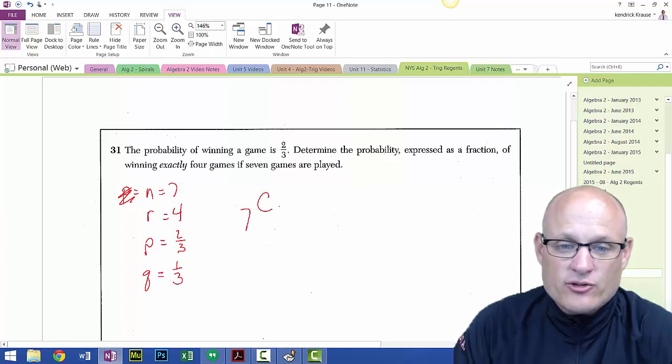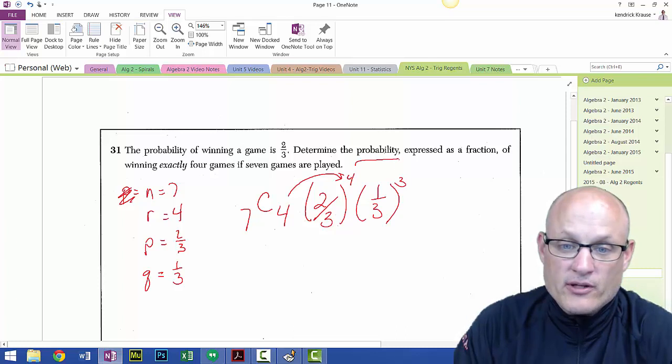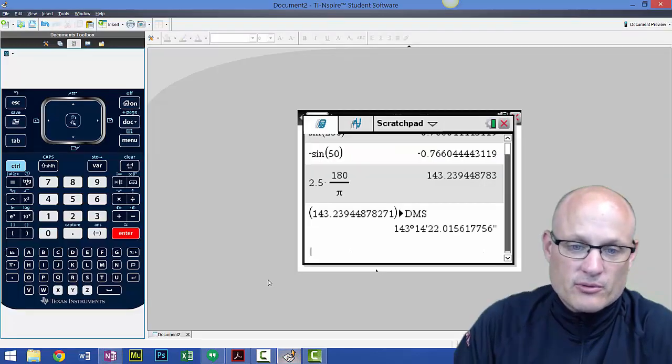So it's 7. We're going to choose 4 games to win. We want to take the probability of winning, which is 2/3, and this goes here. So raised to the 4th power, and then 1/3 raised to the 3rd. Because remember, these two have to add up to 7. Now, I don't remember what this ridiculous answer was, but let me put it in here.